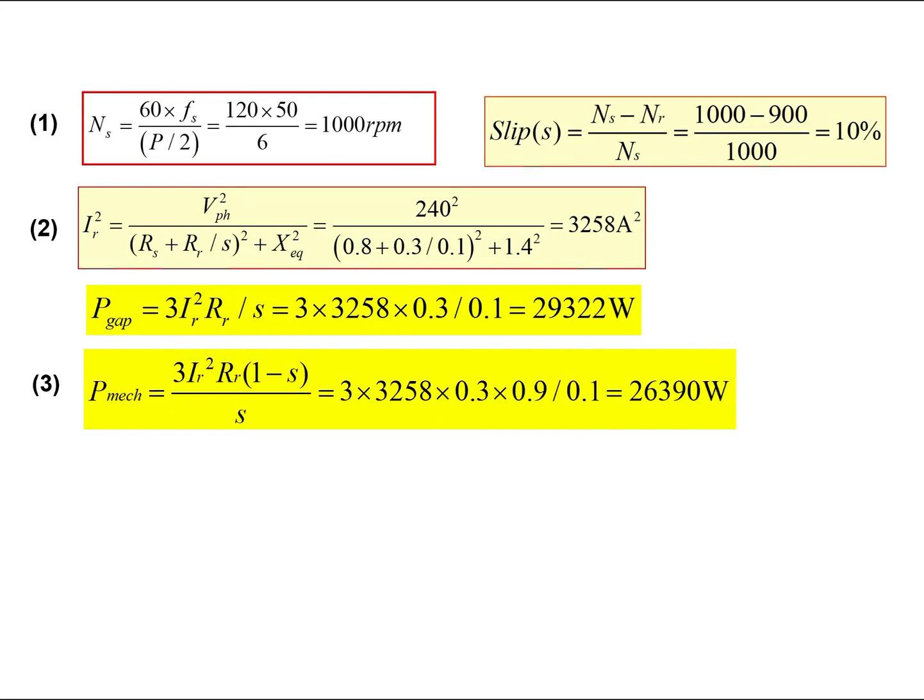The third parameter we will be calculating is the output mechanical power, which is given, as we saw earlier, by this formula. So now that we have the current in the rotor, the resistance of the rotor, and the slip, we can plug these parameters into the formula and we will get the value of the mechanical power.